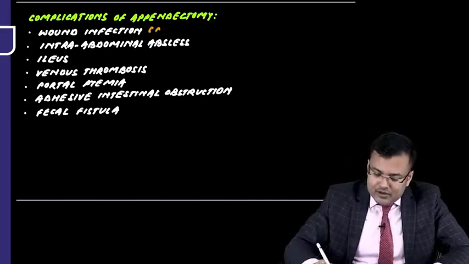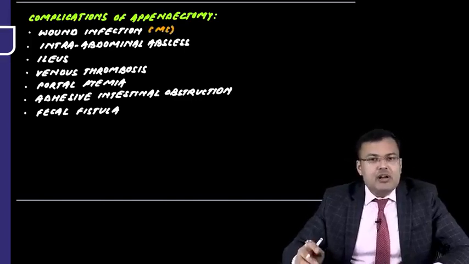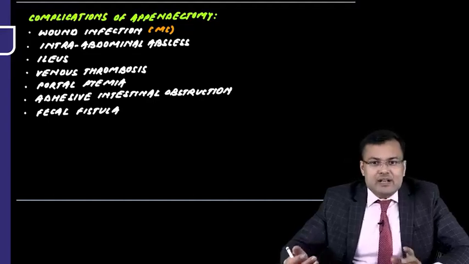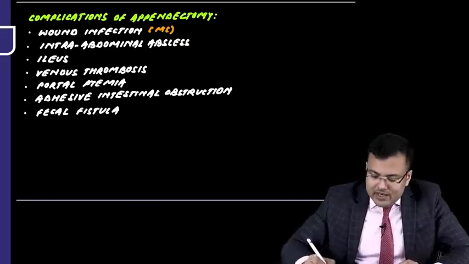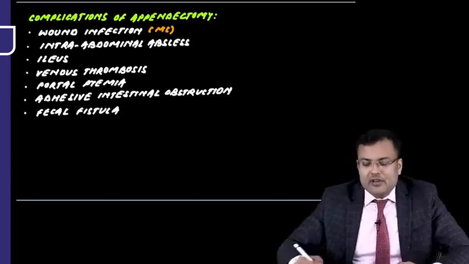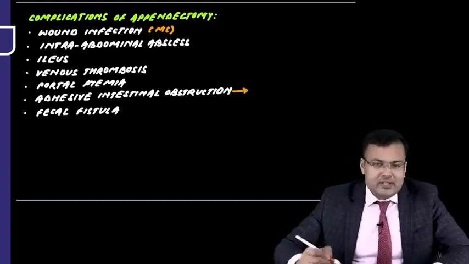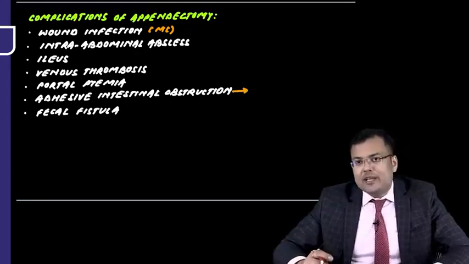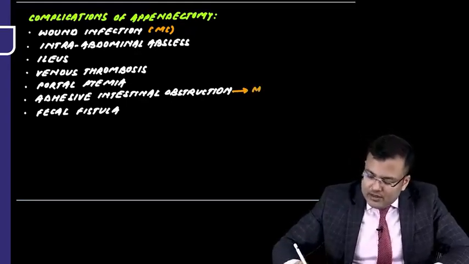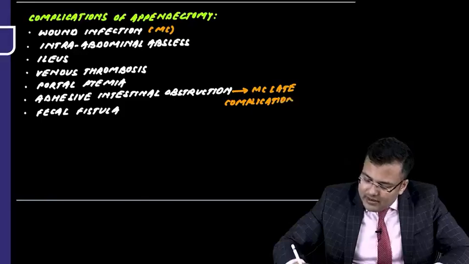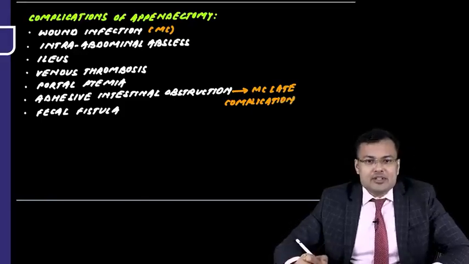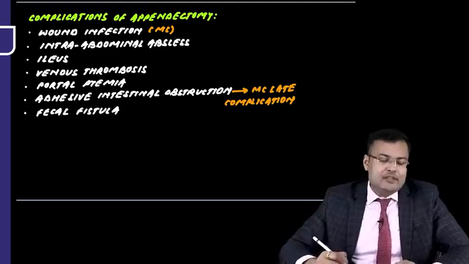What is the most common complication of appendectomy? That is wound infection. You might have seen these patients in the ward. Apart from wound infection, it can cause intra-abdominal abscess also. There can be ileus also. It can lead to venous thrombosis, portal pyemia. There can be adhesive intestinal obstruction. And this is important because this is the most common late complication. What is the most common late complication of appendectomy? That is adhesive intestinal obstruction, and it can cause fecal fistula also.